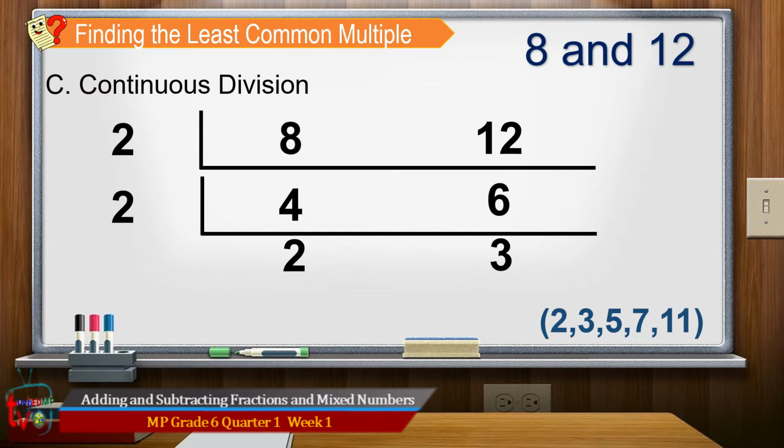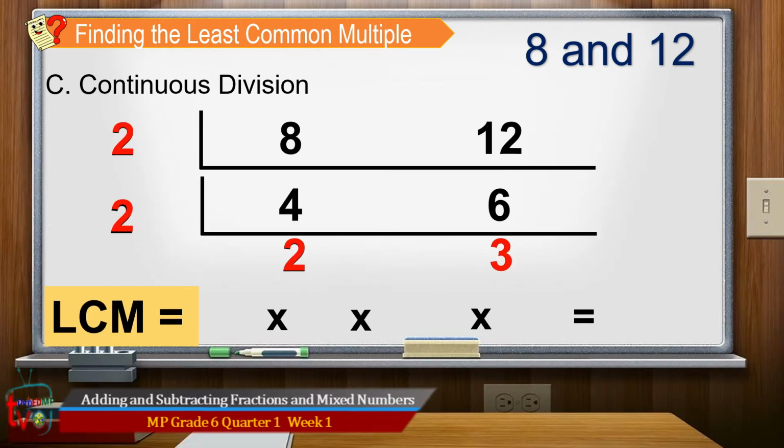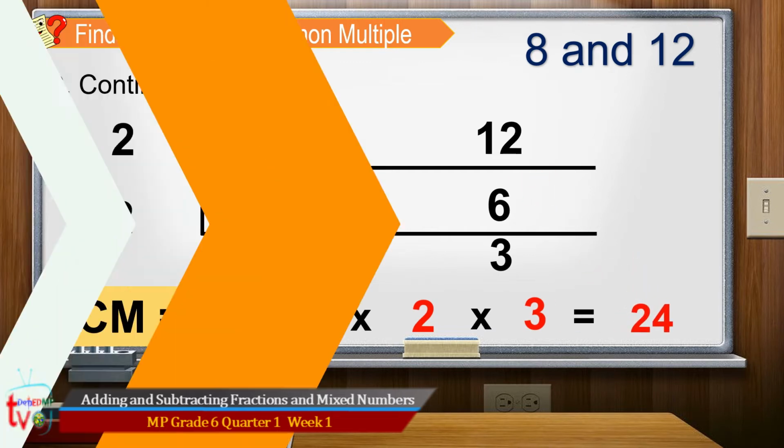Will you stop dividing now? Yes, because 2 and 3 do not have a common factor. Therefore, the least common multiple of 8 and 12 using the continuous division is 2 times 2 times 2 times 3, which is now equivalent to 24.